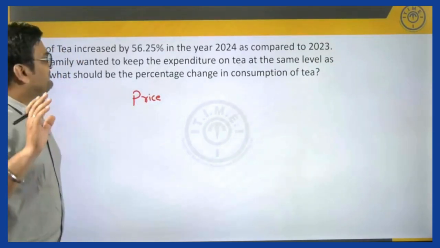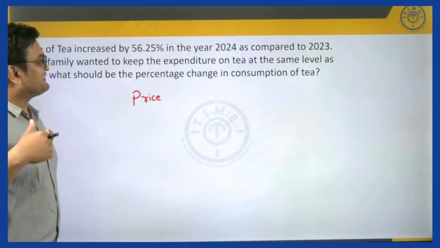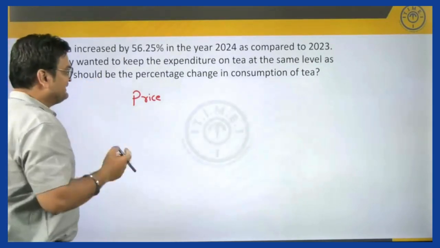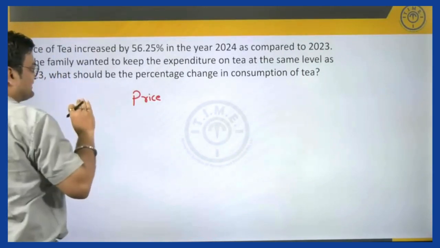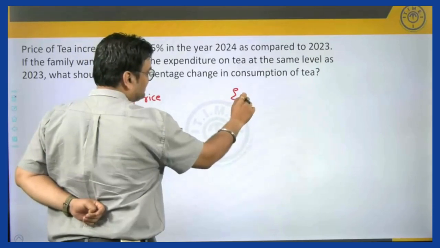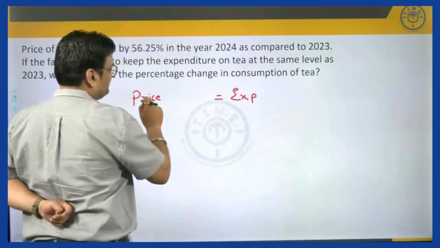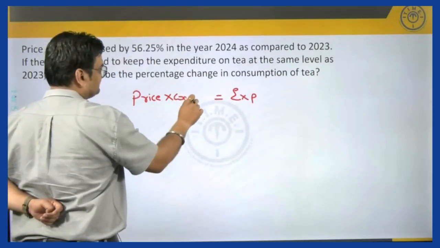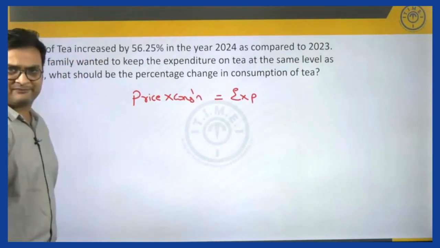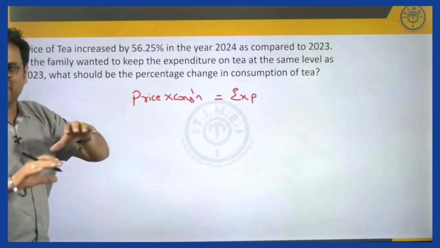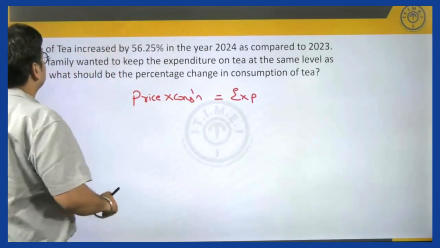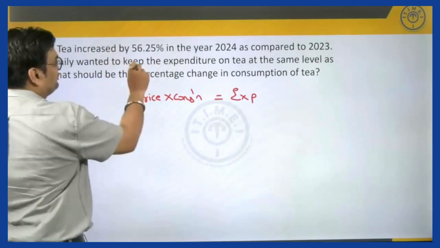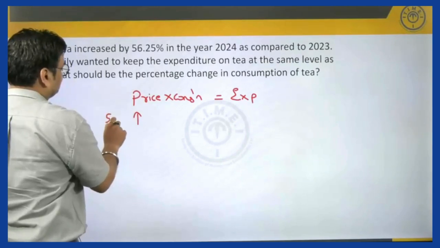If the family wanted to keep the expenditure of the tea at the same level as in 23, so in 24 also they want to keep the same expenditure, and we know that expenditure is nothing but price into consumption, right, of tea. I want to keep the expenditure constant. So that means the product of these two variables is constant. And then he says one of the variable increases by how much? 56.25%.